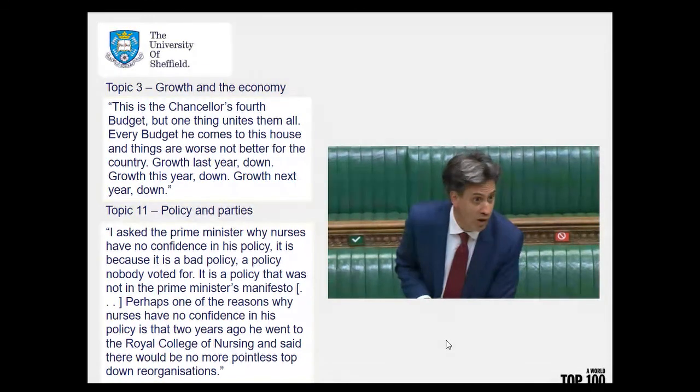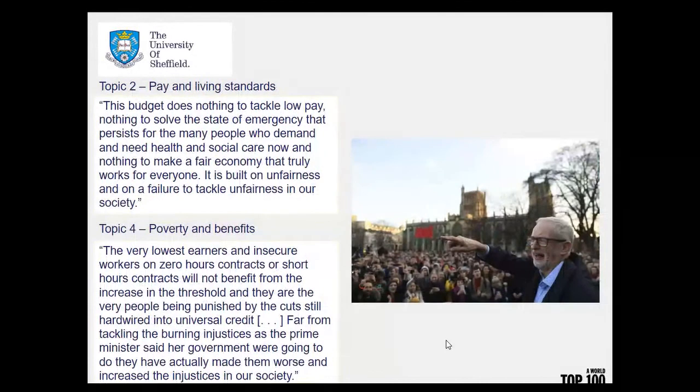This is in contrast to Corbyn, who is talking on familiar ground of the left in terms of what he discusses, but we also often see him associate these topics with abstract concepts such as social justice or structural inequality that appeal to the left. So we have discussion in the first of one of Corbyn's pet topics on pay and living standards, where he discusses a fair economy. And then in the second, he's talking about poverty and benefits and mentions the injustices of our society.